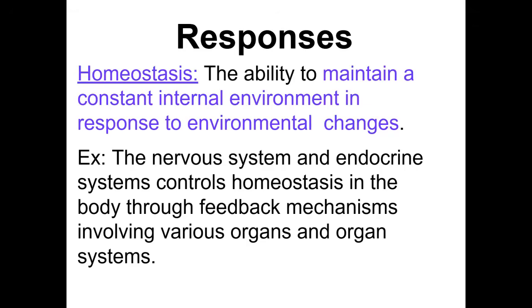Homeostasis, maintaining that constant internal environment. An example, the nervous system and endocrine system control homeostasis in the body through feedback mechanisms involving different organs and organ systems.